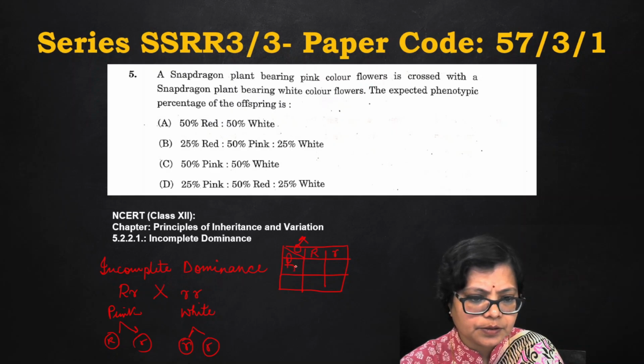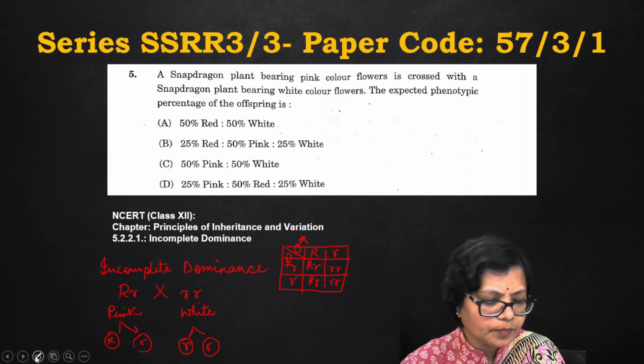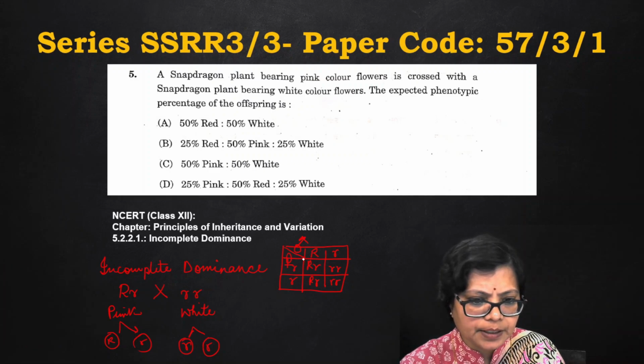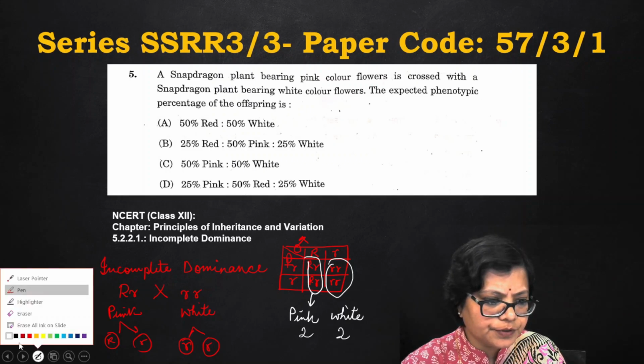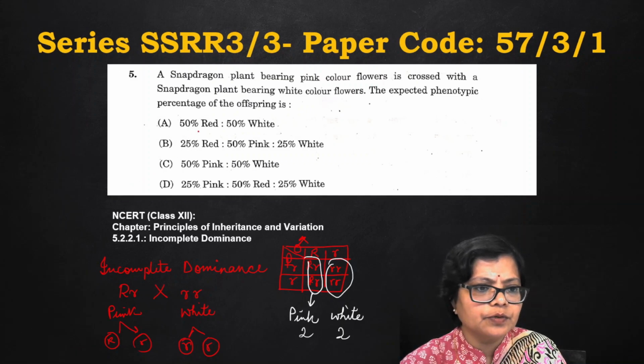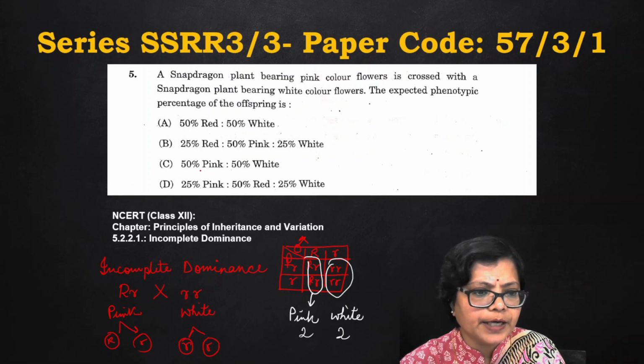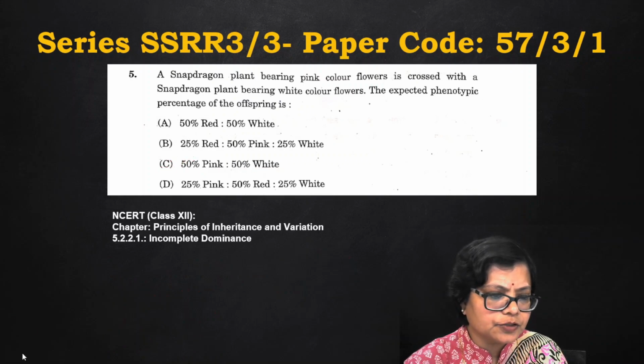Now here you see capital R, small r, capital R, small r, that is for the pink. How many? 2. Small r, small r, that is for the white. How many? 2. That means a 1:1 ratio. So the answer will be pink and white in a 1:1 ratio. Clear? Now the next one.